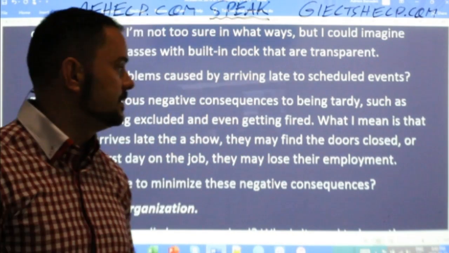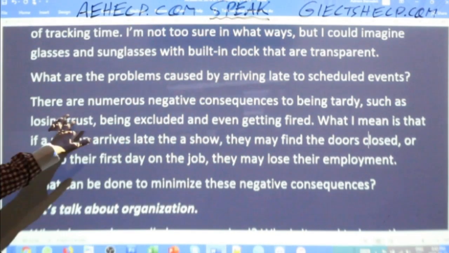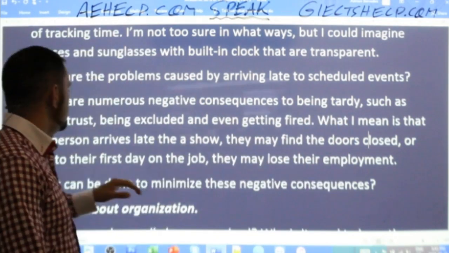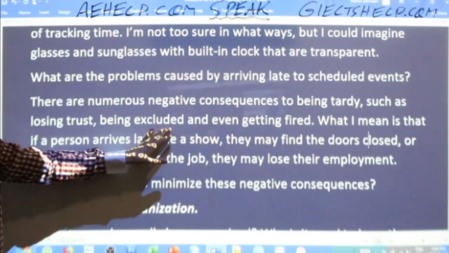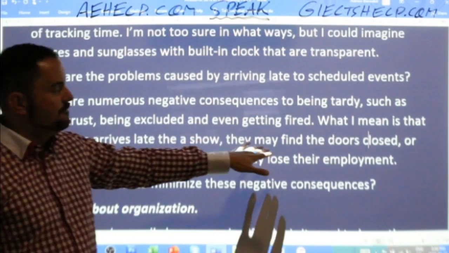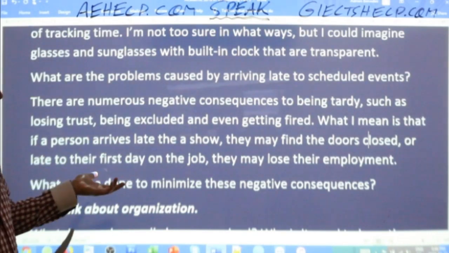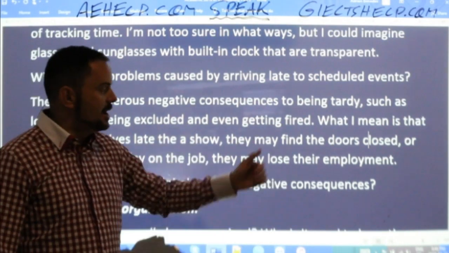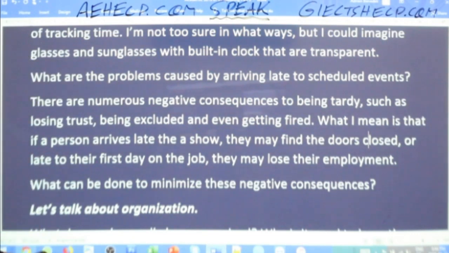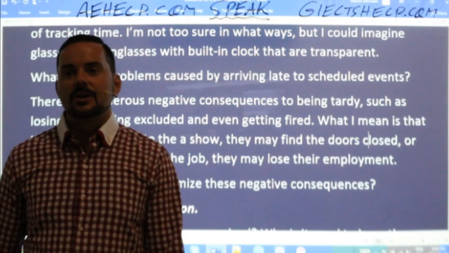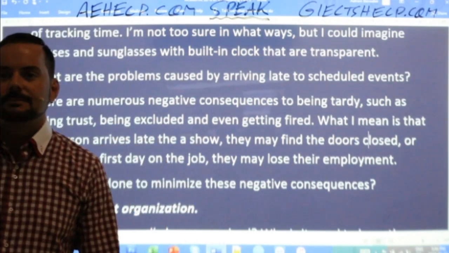All right. One more time. There are numerous negative consequences to being tardy, such as losing trust, being excluded, and even getting fired. What I mean is that if a person arrives late to a show, they may find the doors closed, or late to their first day on the job, they may lose their employment. Okay?